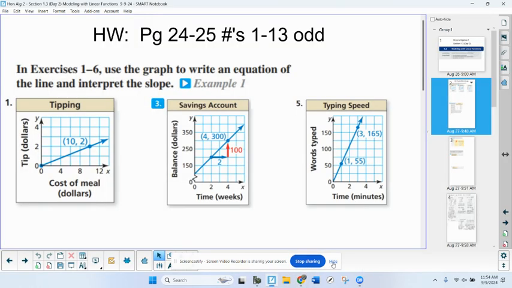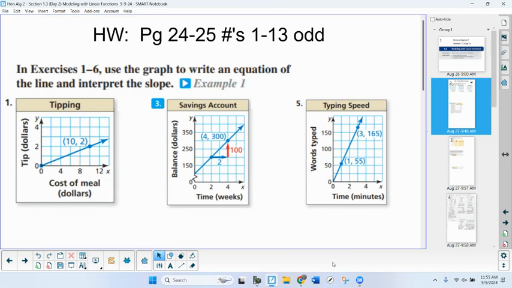Right, perfect. So let's go ahead and take a look at the first three. The first three say use the graph to write an equation of the line and interpret the slope.